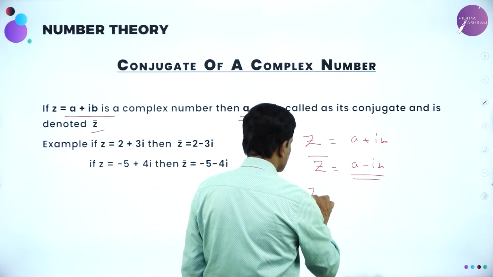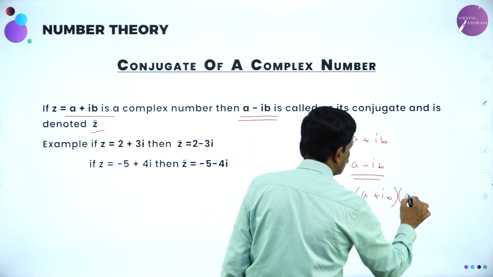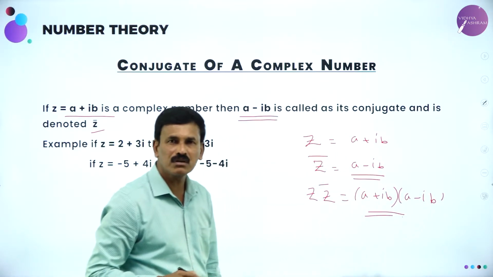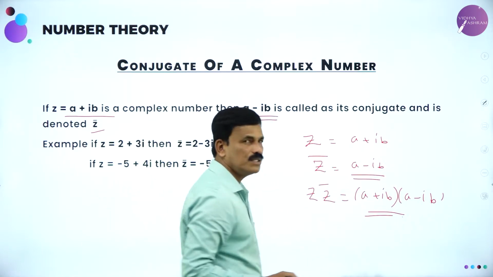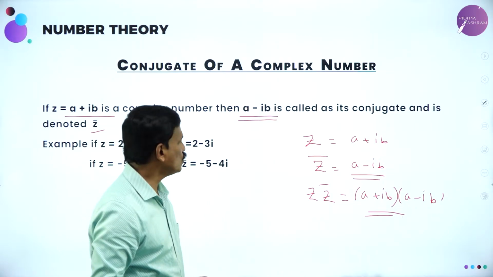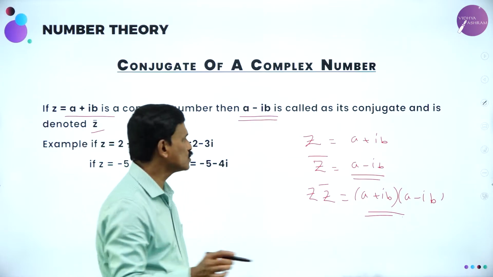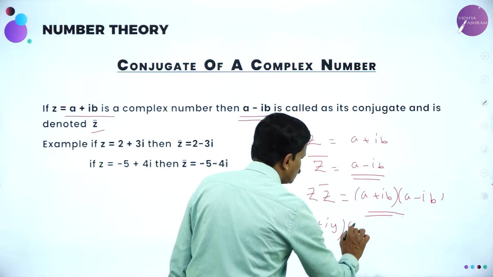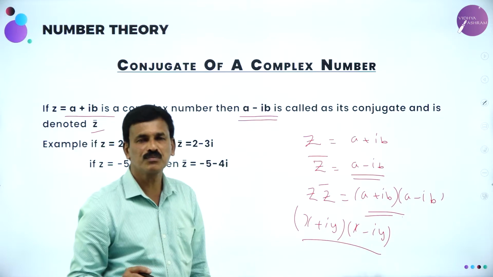So this z and z bar, that is a plus ib and a minus ib, will form a conjugate pair. This is called the conjugate pair of a complex number. Now suppose if a minus ib is a complex number, then a plus ib is called the conjugate. So just change the sign of the imaginary part. That's it. Suppose if x plus iy is a complex number, then the conjugate of this is x minus iy. That's all. These two are called the conjugate pair.